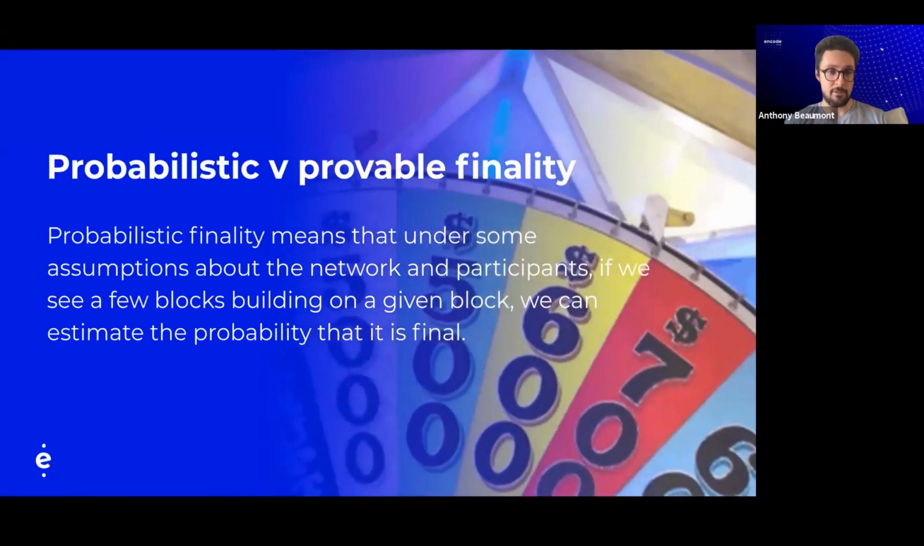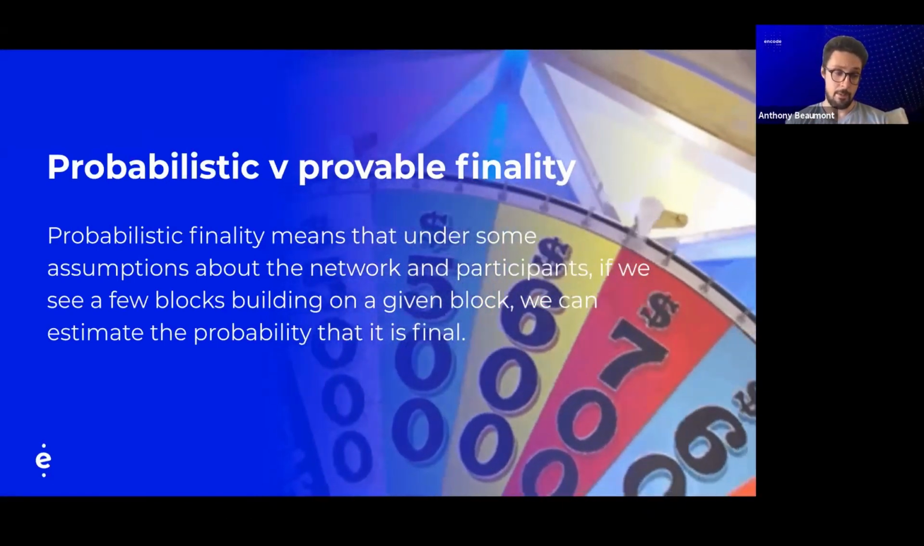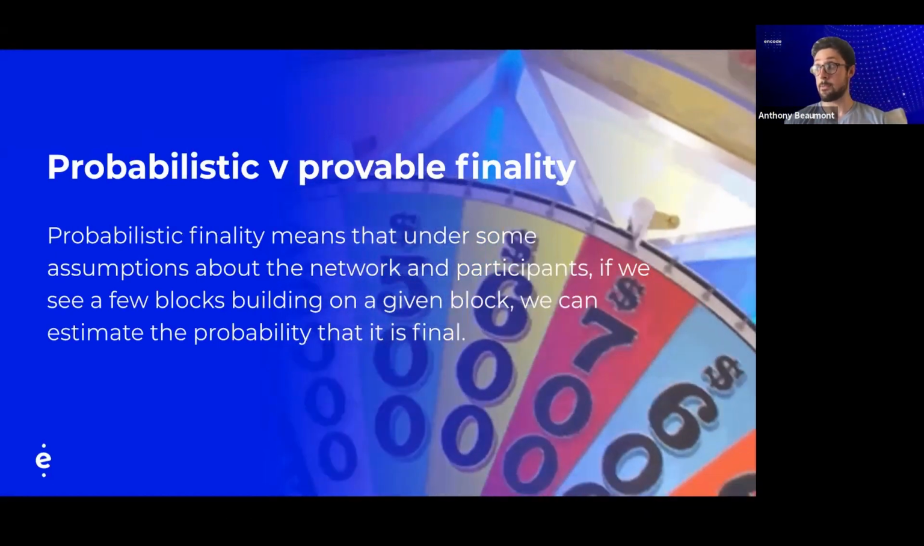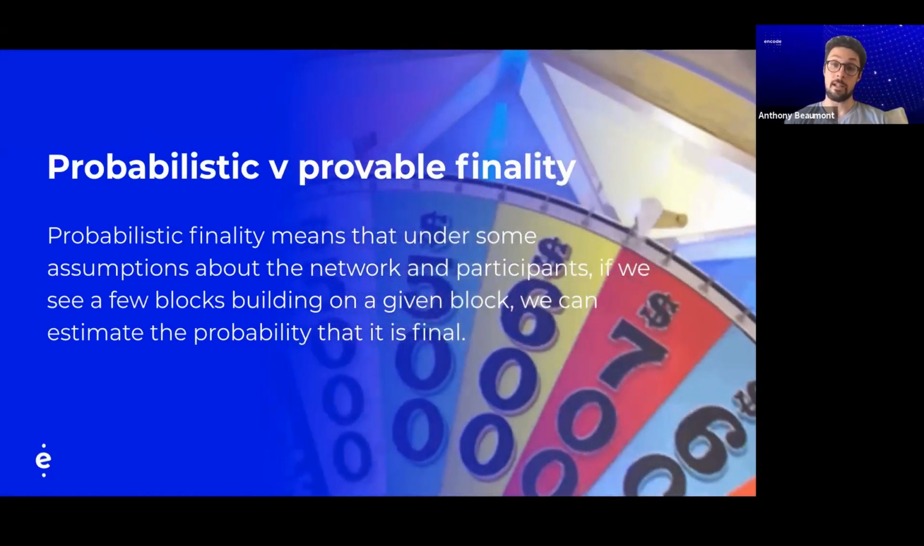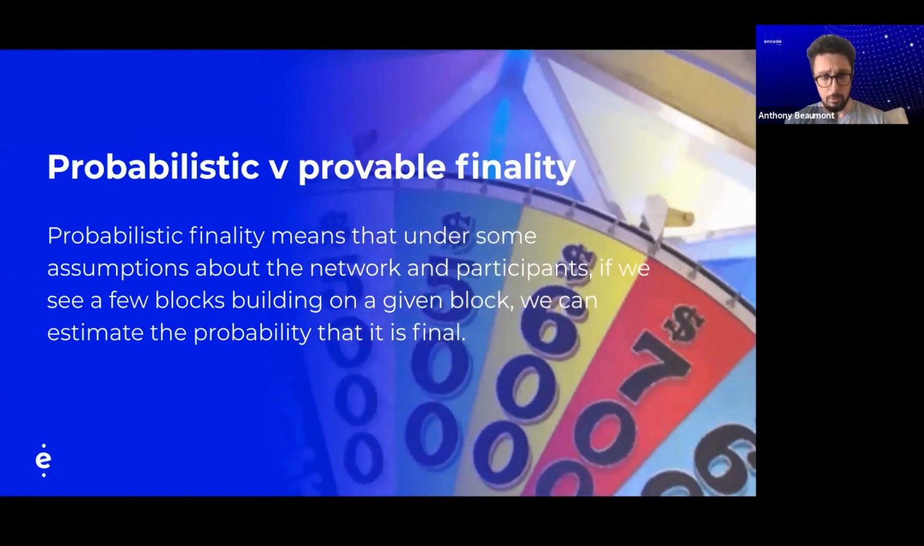I want to get to the idea of probabilistic versus provable finality. So now we're getting to the real detail of Polkadot. We're not just saying, oh, it's a sharded blockchain, it allows a lot of specialized blockchains. We'll actually talk about how it improves on something like Bitcoin. So Bitcoin uses something called probabilistic finality.